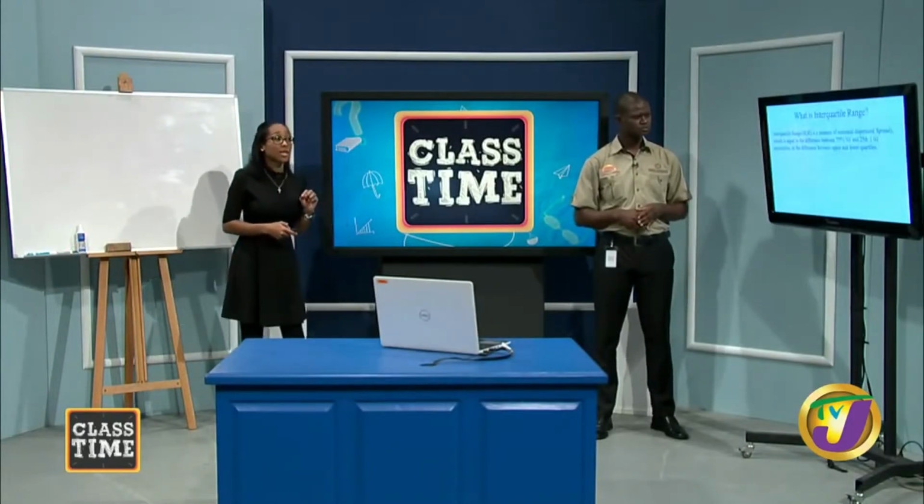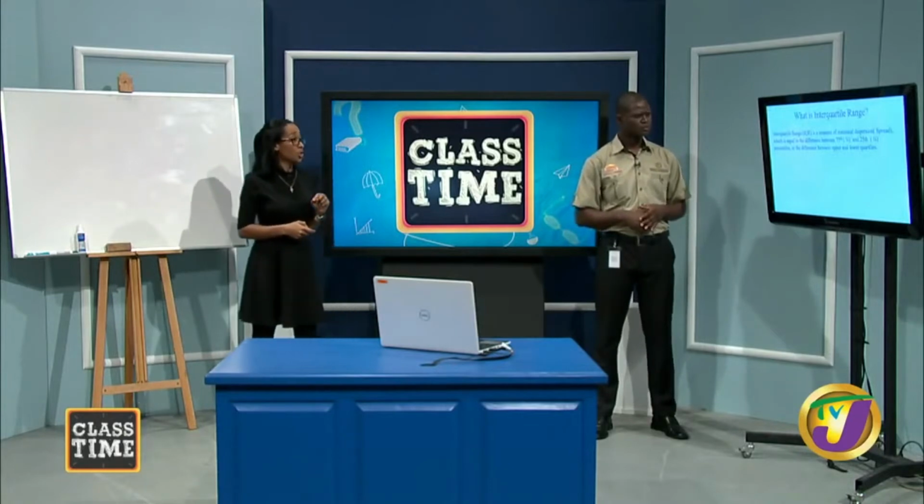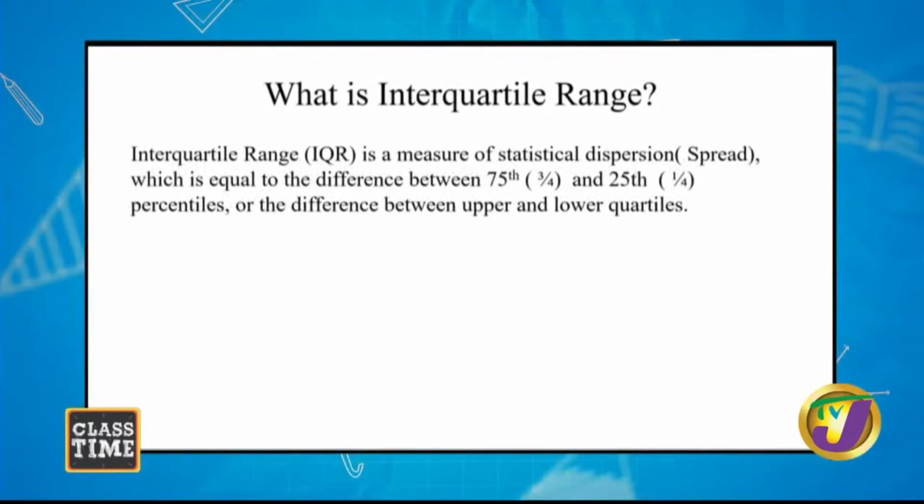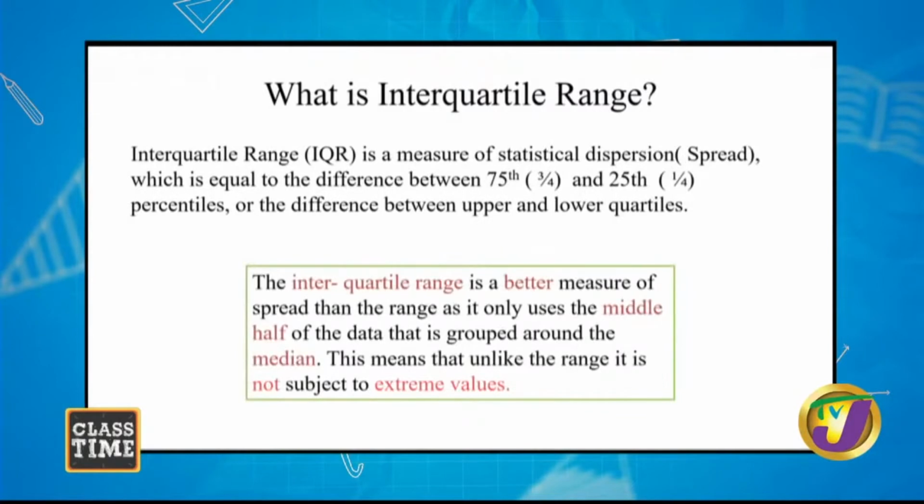So apart from quartiles, we need to also know about interquartile range. The interquartile range is a measure of statistical dispersion, which is spread, which is equal to the difference between the 75th percentile, which is 3 quarters, and the 25th percentile, which is a quarter, or the difference between the upper and lower quartiles. The interquartile range is a better measure of spread than the range, as it only uses the middle half of the data that is grouped around the median. This means that unlike the range, it is not subject to extreme values.